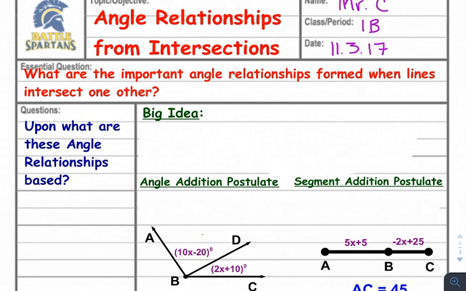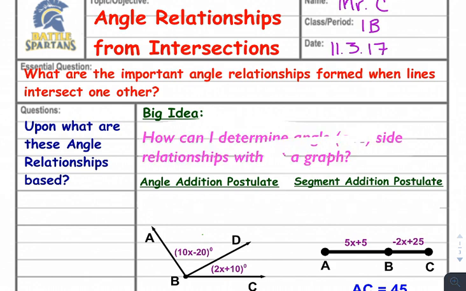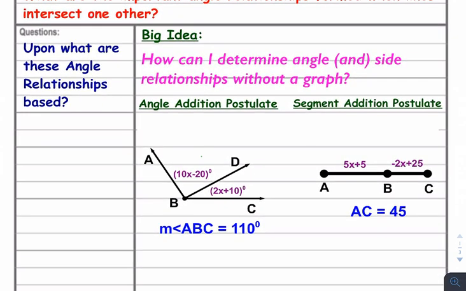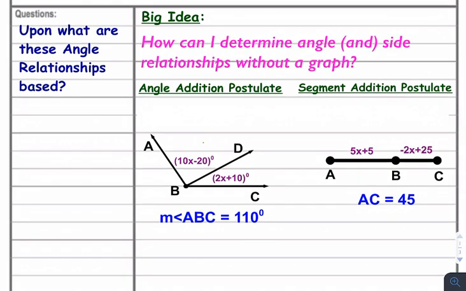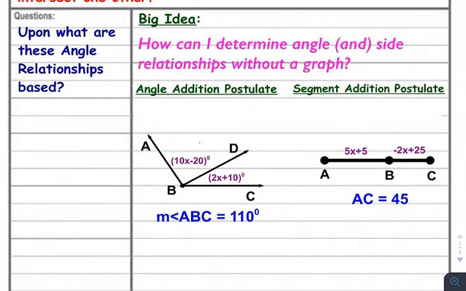If you talk about upon what these angle relationships are based, we have to first start with this big idea. The big idea is really just how can you determine angle and side relationships without a graph? Because that's going to be the thing. If you don't have a graph anymore, because that's where we're limited right now, if we take away the graph, now what can you do? And so we have to start out with 2 governing ideas: something called the angle addition postulate, another called the segment addition postulate.